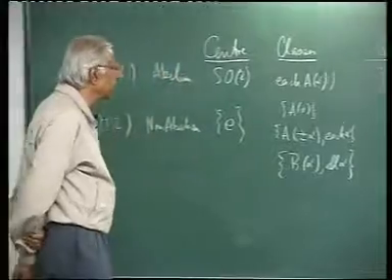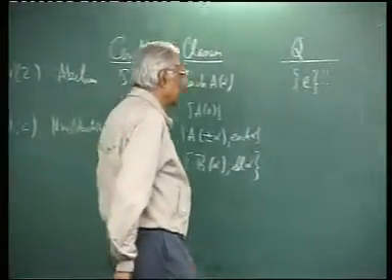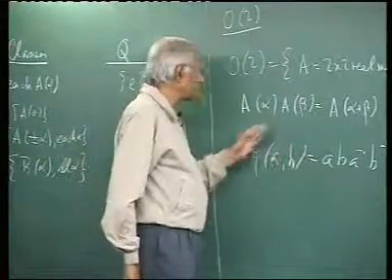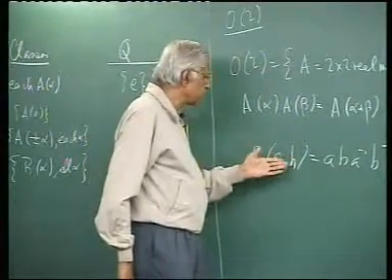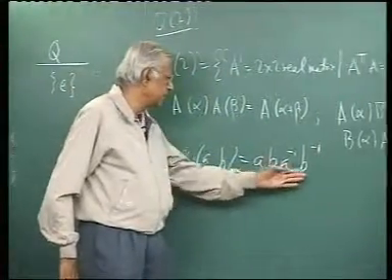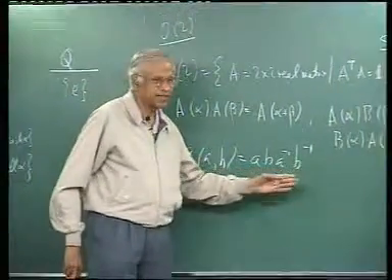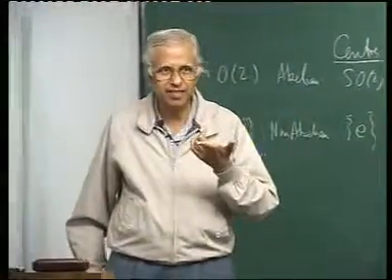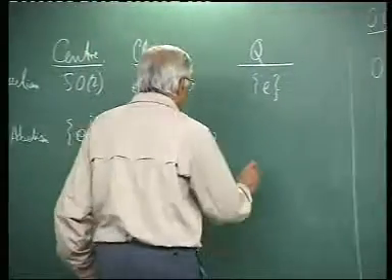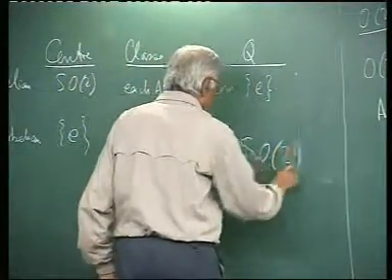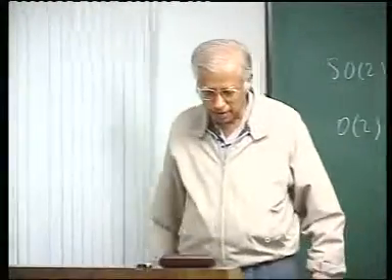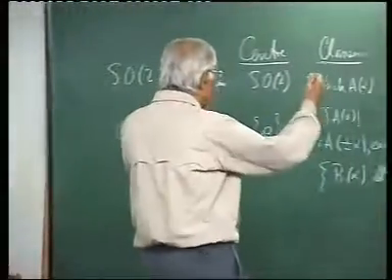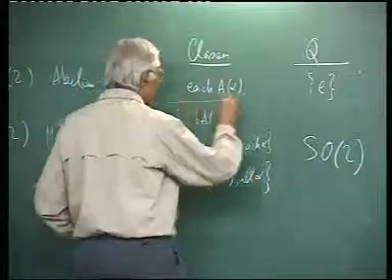Now, in the case of O2, small a can be a capital A or a capital B. Small b can be a capital A or a capital B. Whatever choices you make, you can see that what you get will have determinant equal to plus 1. It cannot be minus 1. I leave this as an exercise for you to show that the commutator subgroup for O2 is SO2. See, in every respect, how much change there is.